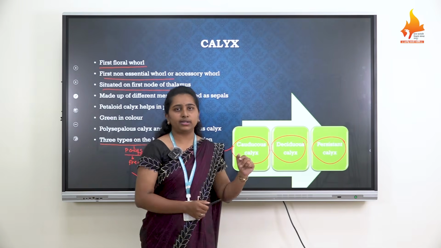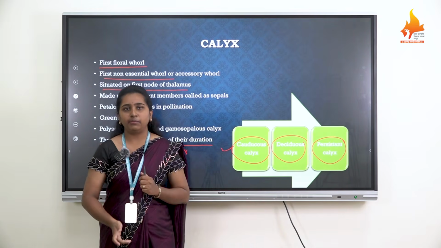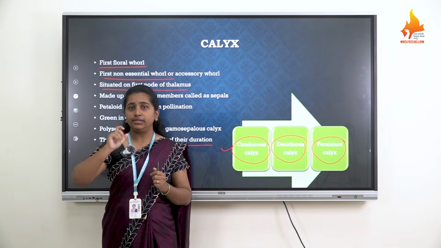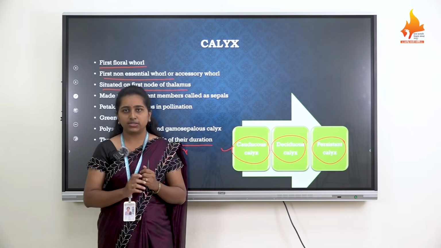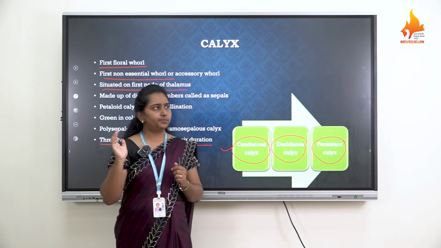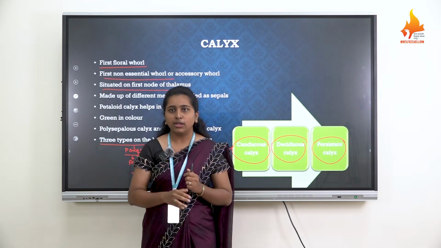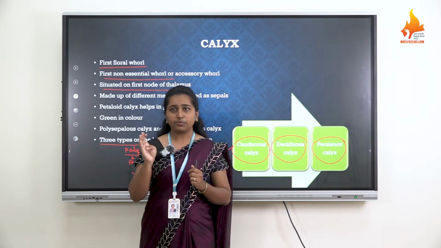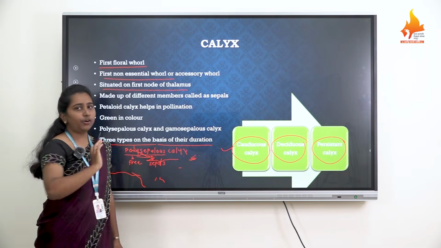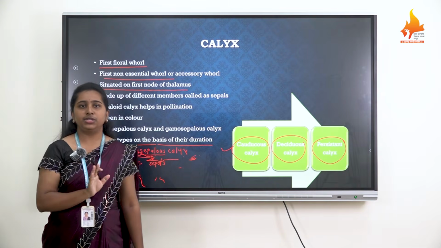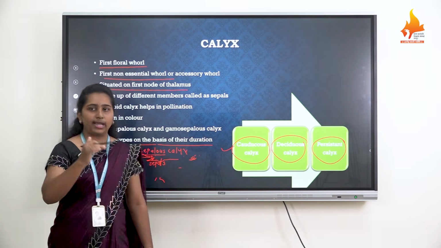Last one is persistent calyx. Persistent calyx is nothing but the calyx which remains until the fruit formation, then that type of calyx is called persistent calyx. We can see it in the Solanaceae family members, for example, chili, tomato, brinjal, etc. This is the information about the first non-essential whorl of the flower, that is calyx.